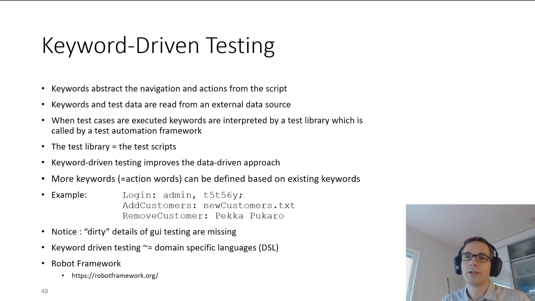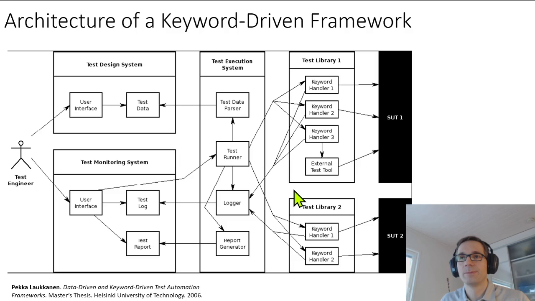So here we have the same idea that you have these higher level keywords that then are interpreted and run. And one important aspect is that you can define more keywords, sometimes also referred to as action words, based on the existing keywords. And this is one such library, or one architecture of a keyword-driven framework.